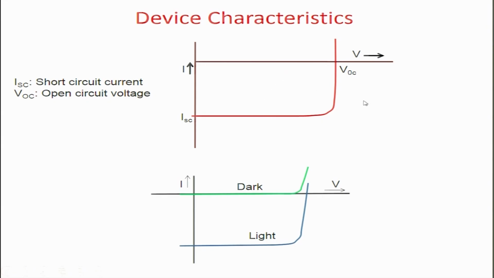Remember, this is in the fourth quadrant. Even though in literature there are some papers which plot this in the first quadrant, you will see that there are enough books and literature which plot the IV of a solar cell like this. Technically speaking, this is not correct, but it is plotted for the sake of convenience, just to show how much current you get from the solar cell, and this is the open circuit voltage. Technically speaking, this is a correct plot, this is not, from the sign perspective.